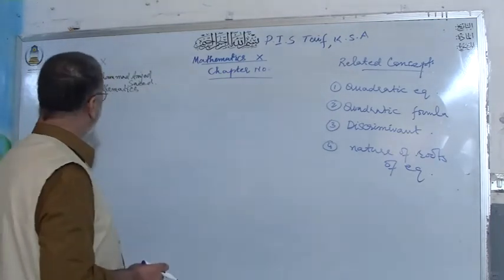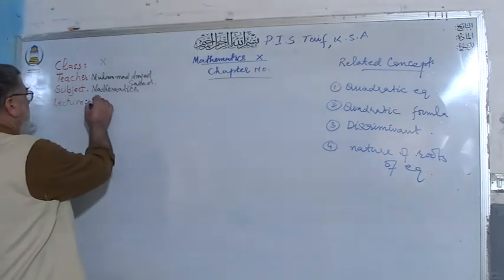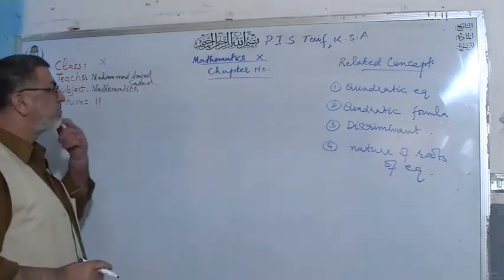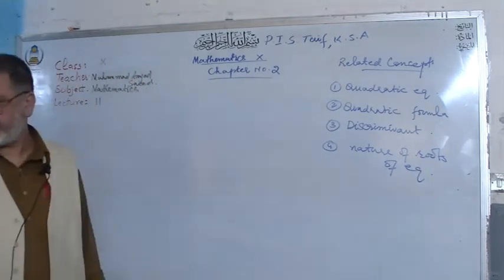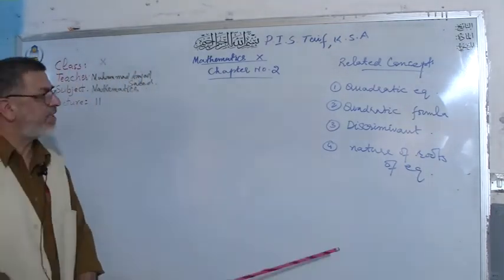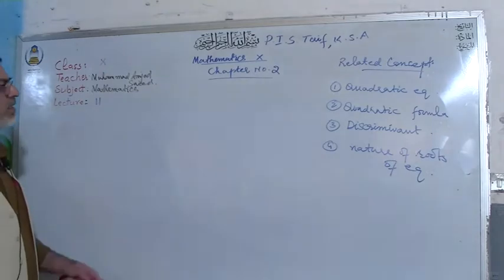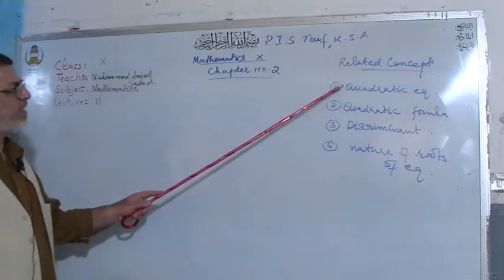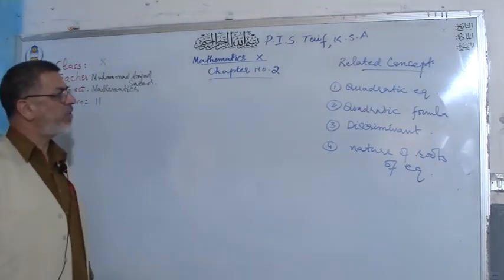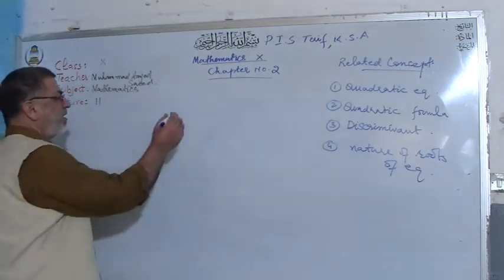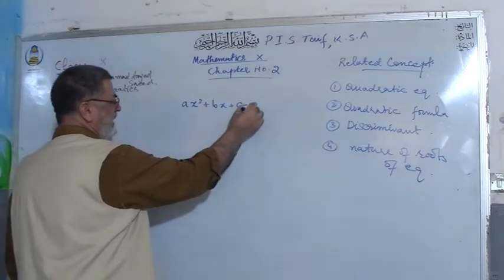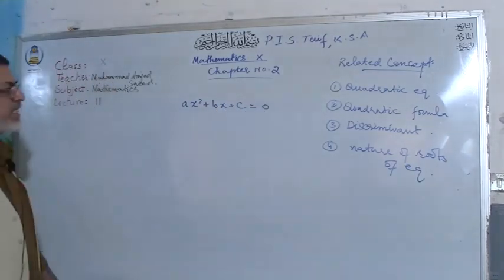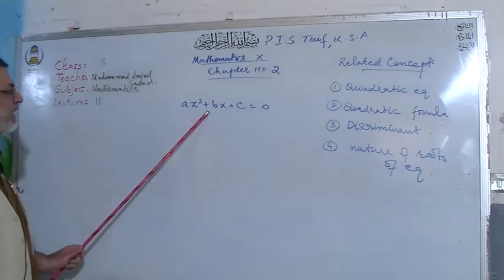Today we will continue our lecture number 11, from chapter number 2. Before we start formally our exercise 2.1, there are some certain concepts. Number 1 is quadratic equation. You know that in the previous chapter we have seen ax square plus bx plus c is equal to 0. This is your standard quadratic equation.